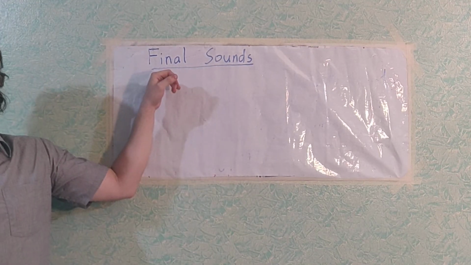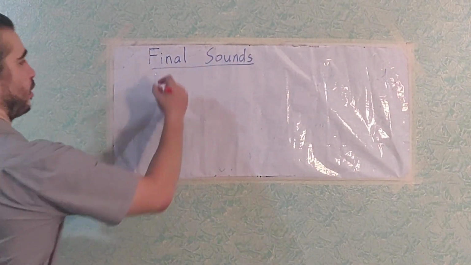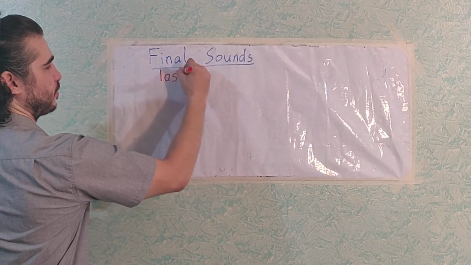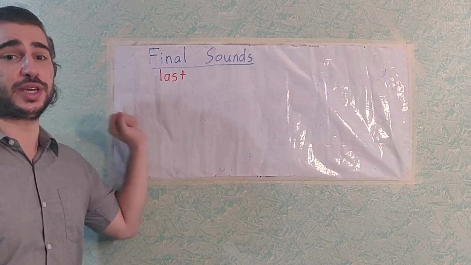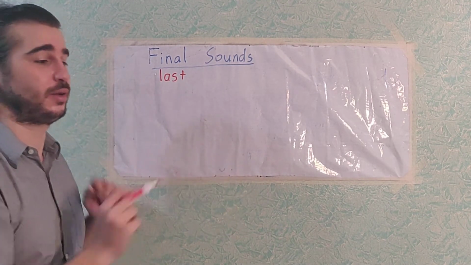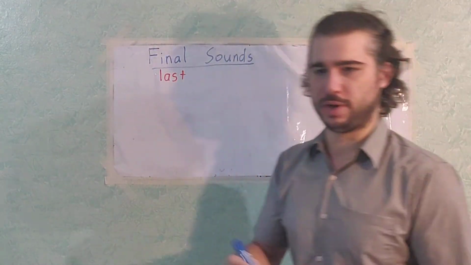So we talked about initial sounds, that's the first sound. Now we're going to talk about final sounds. Final sounds are the last sound. So this is very similar to initial sounds, but now it's at the end. So let's get one example, show you what I mean.